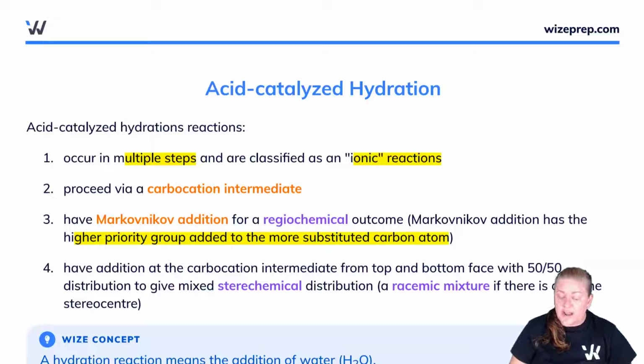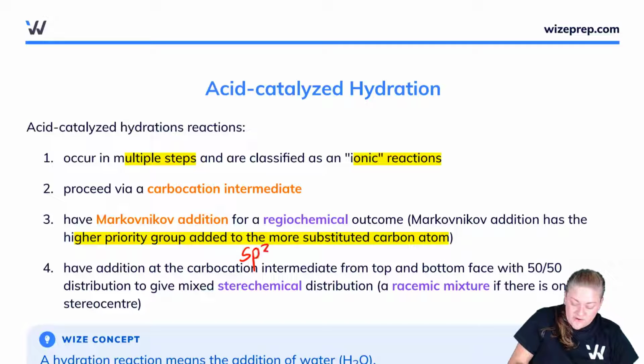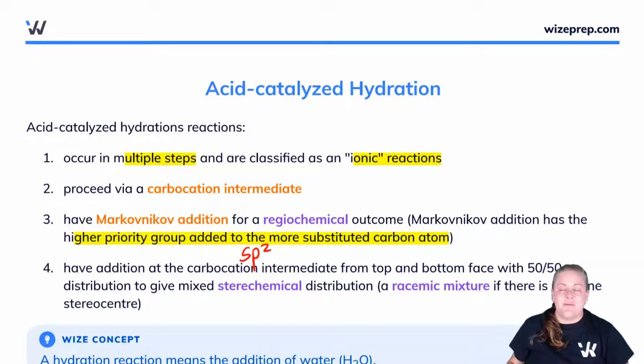Here we'll have addition at the carbocation intermediate, remembering that a carbocation is sp2 hybridized. And since it's sp2 hybridized, it's flat. It means we can have attack from top and bottom face with equal preference. This means that I should get a 50-50 distribution to give a mixed stereochemical outcome, if that matters. This is called a racemic mixture if there's only one stereocenter.